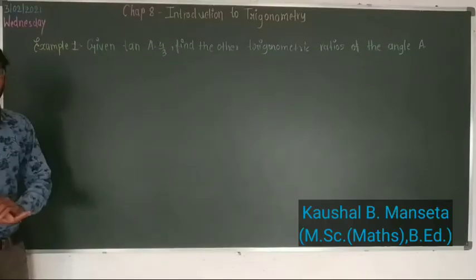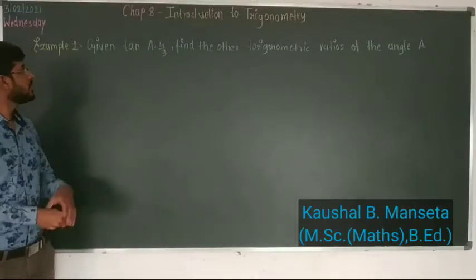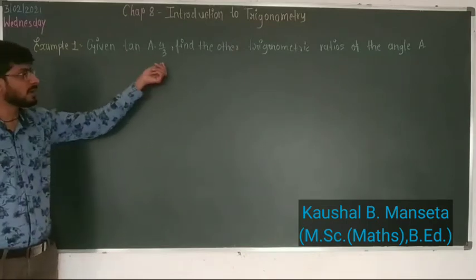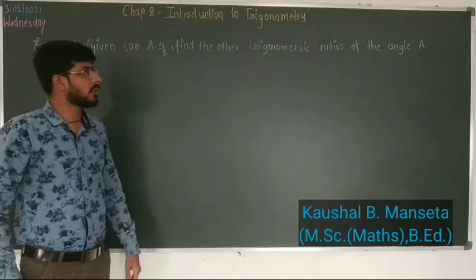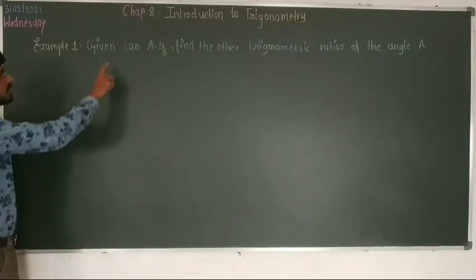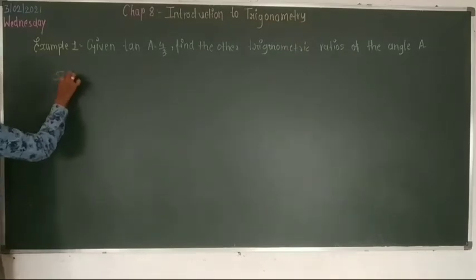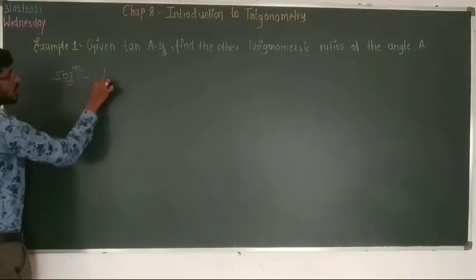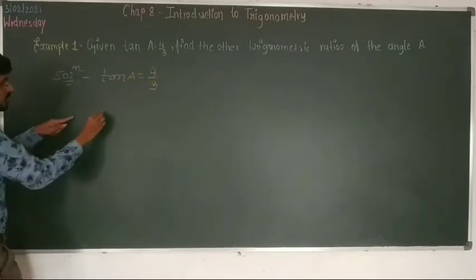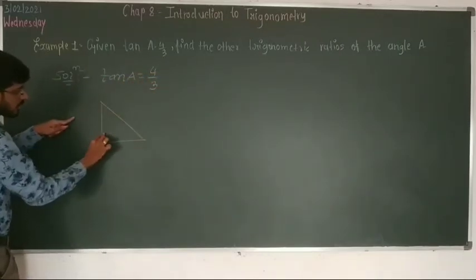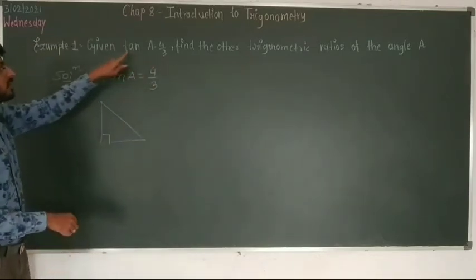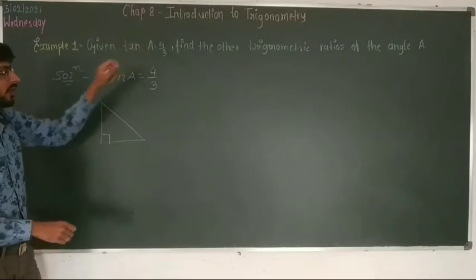We are going to learn Chapter 8, Introduction to Trigonometry. Example 1: Given tan A = 4/3, find the other trigonometric ratios of the angle A. So first, draw a right angle triangle. We have to find all ratios of angle A.